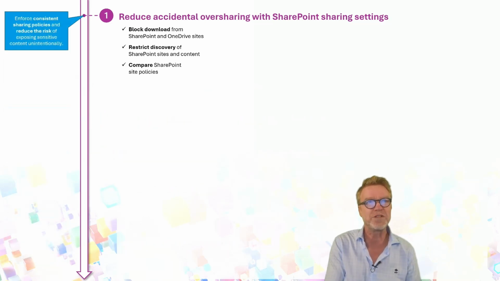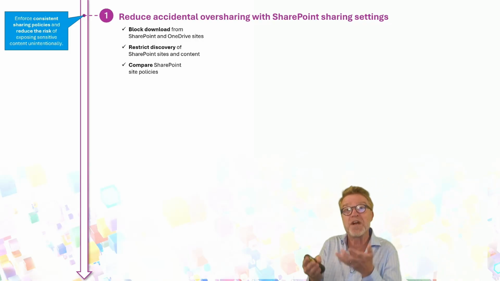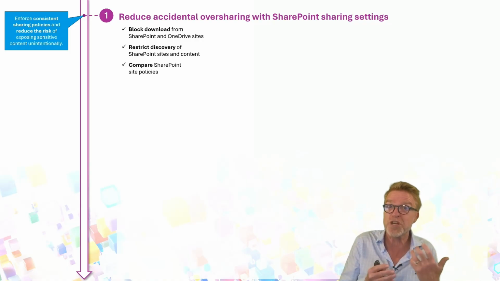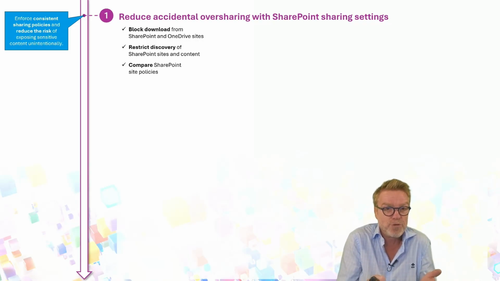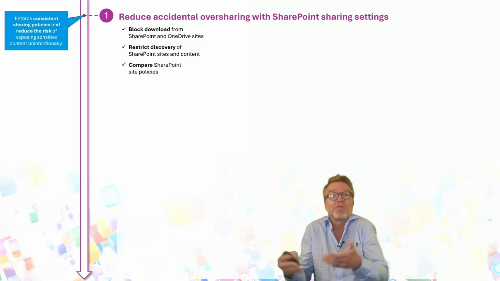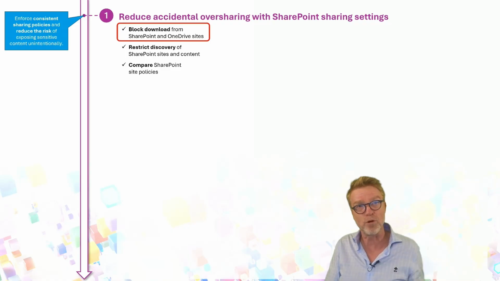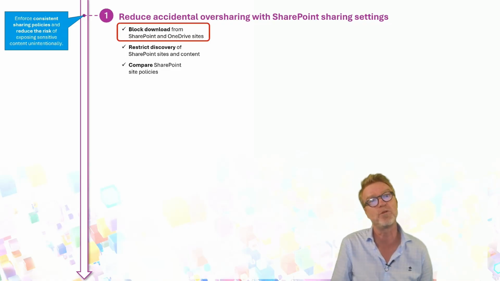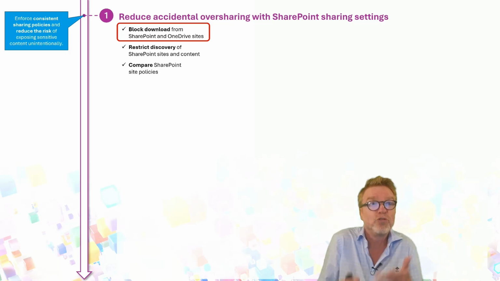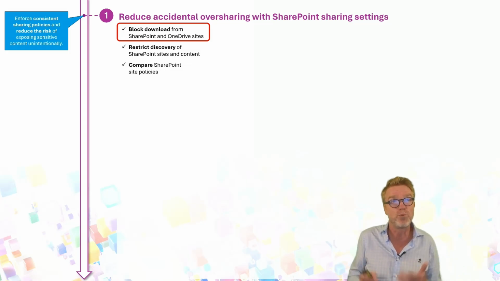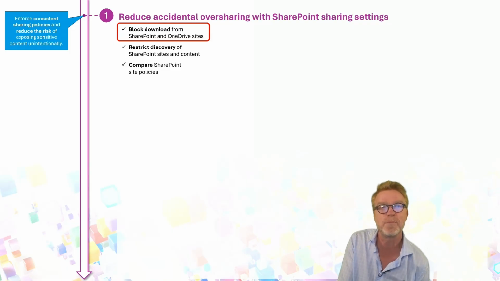So it all starts with reducing accidental oversharing with SharePoint sharing settings. And remember, we discussed the SharePoint sharing settings, but my point is that the problem with these settings is that you set them, but you need to govern the life cycle of these settings. One of the things that you could do is block download from specific SharePoint sites and OneDrive sites. Up front, for sure, you know some of the sites for which you want to block downloads. That's certainly a best practice that is being promoted very much.